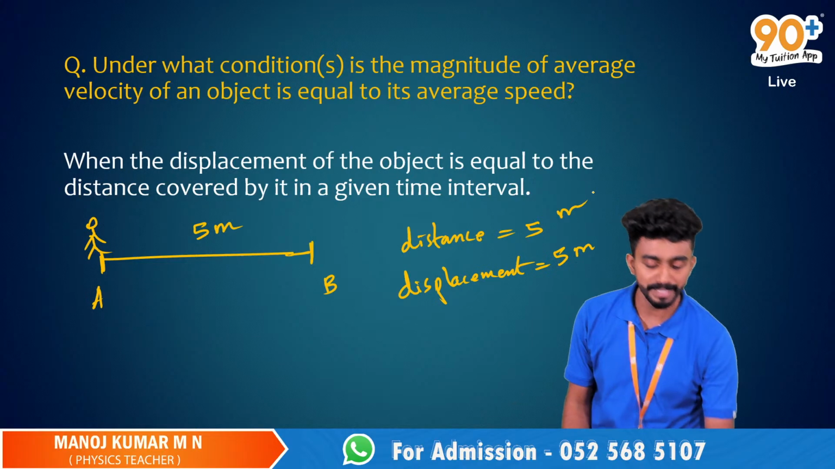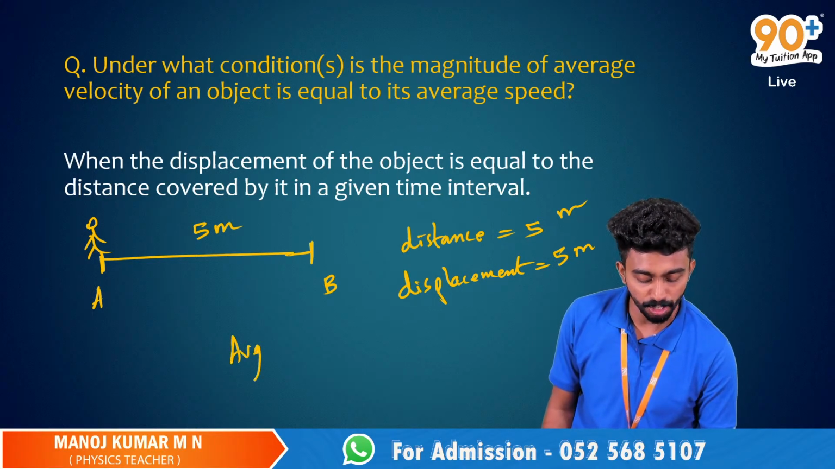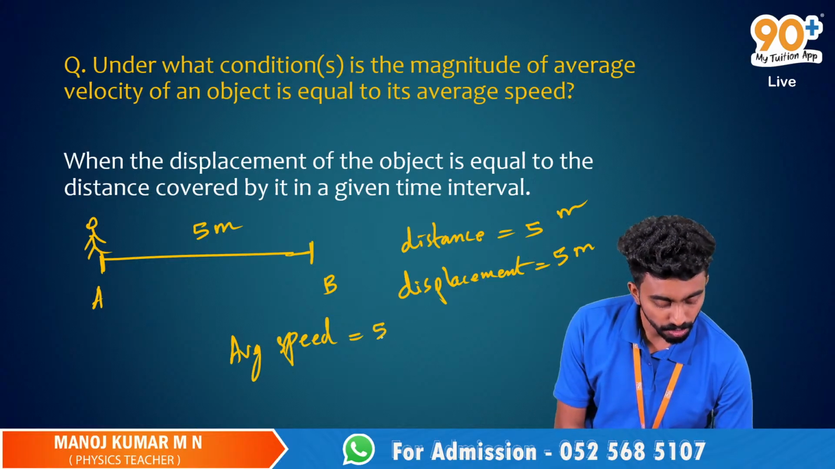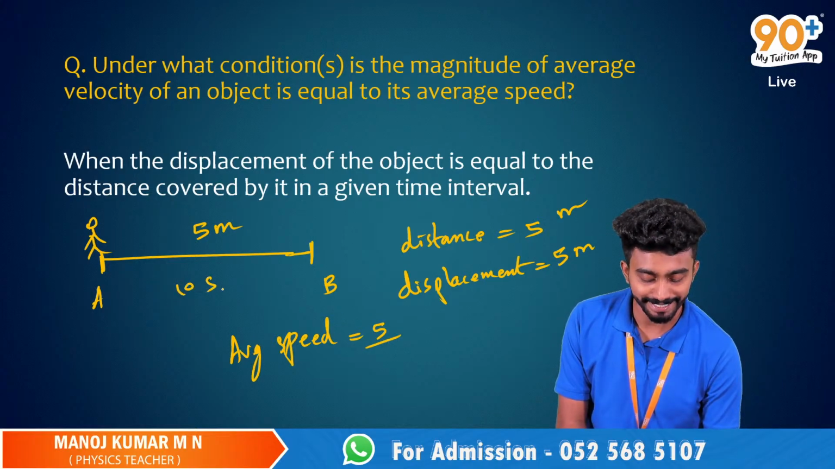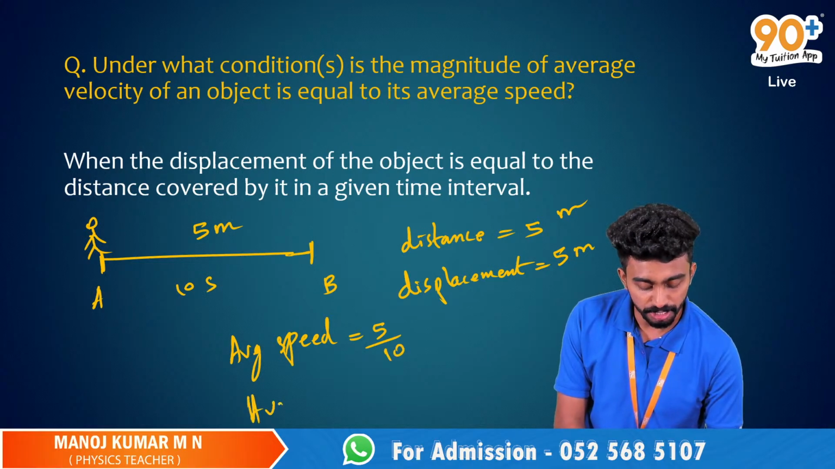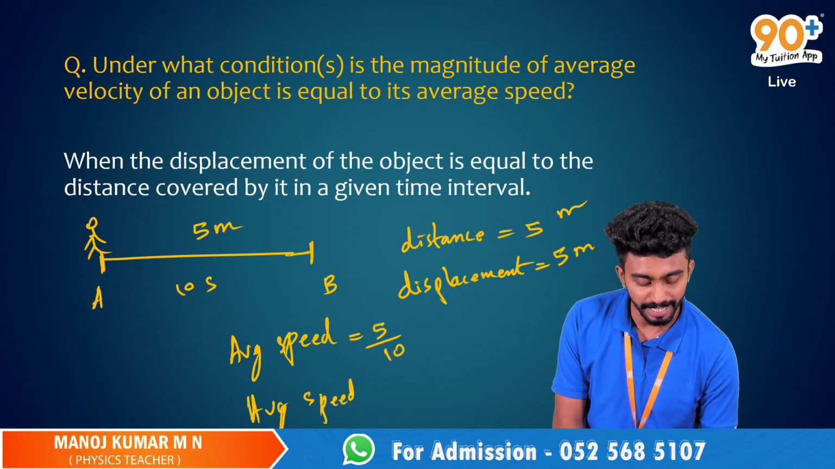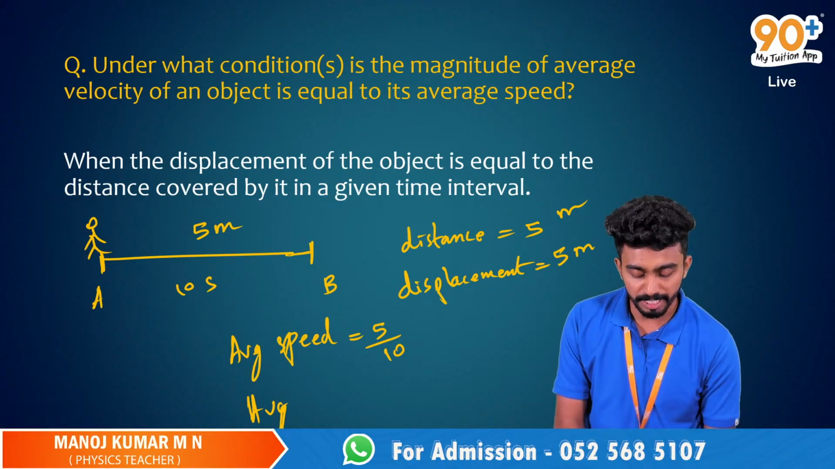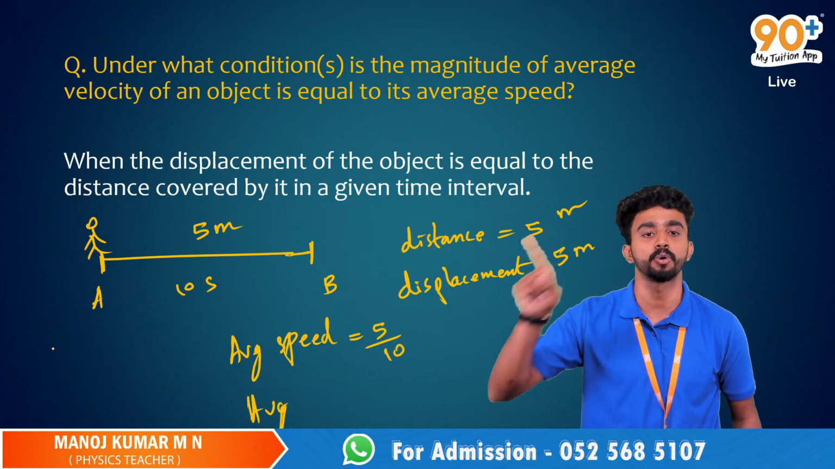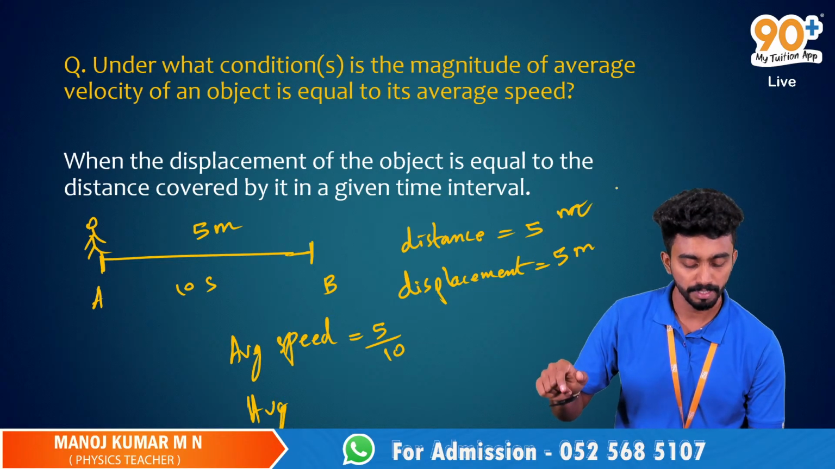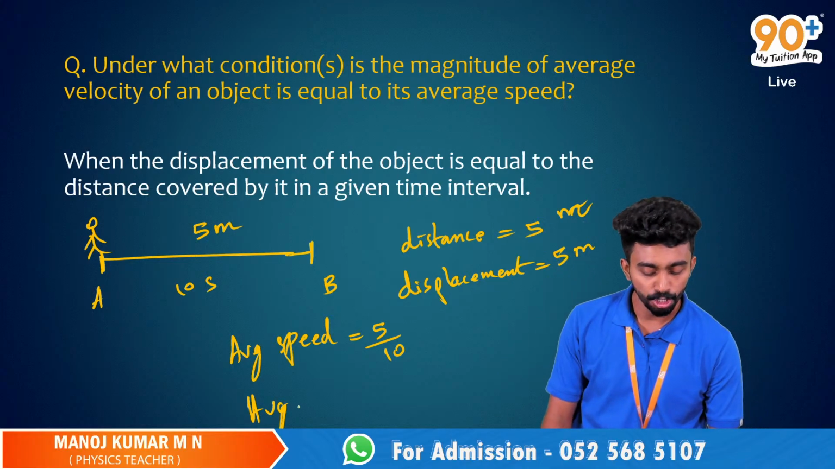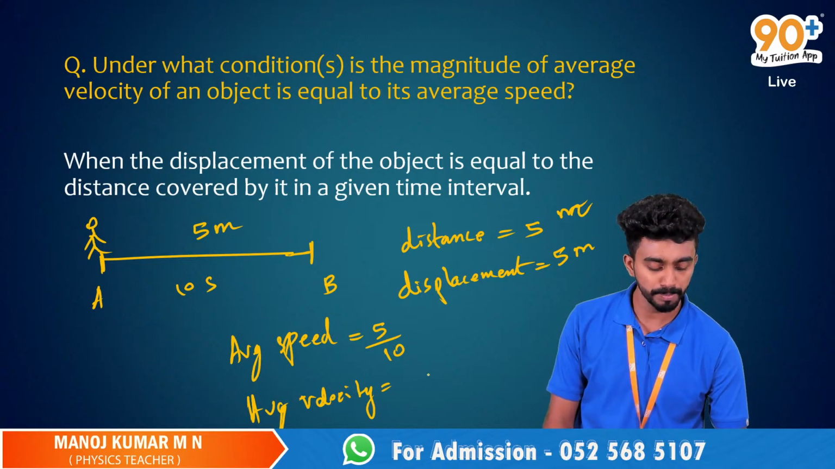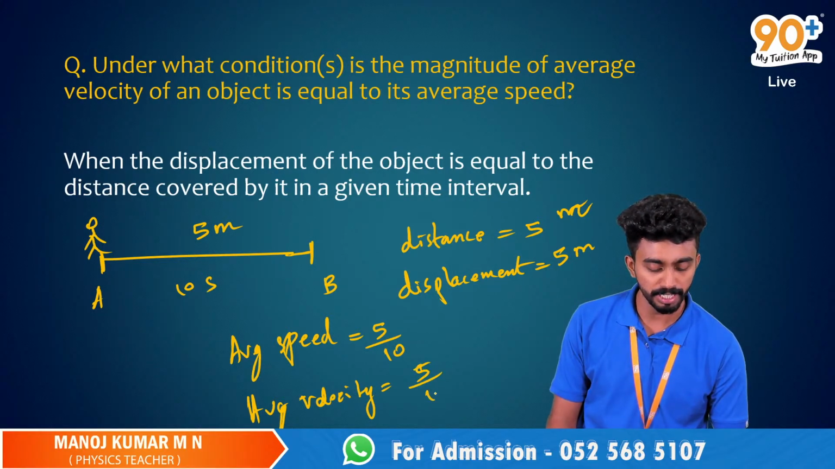So, in this case, what will be the average speed? Average speed is equal to how much? 5 by, so imagine it is taking 10 seconds, 5 by 10. And average velocity will be equal to displacement by time, right? Okay, not average speed, average velocity, okay? So average speed was supposed to be distance by time. So over here the distance is 5 meters and the displacement is 5 meters. So average velocity is displacement by time. So we are considering displacement, that is 5 divided by the time, which is 10 seconds.